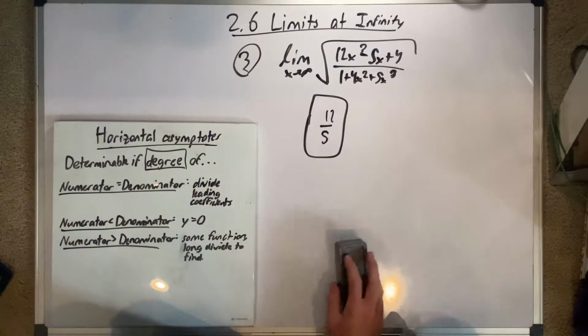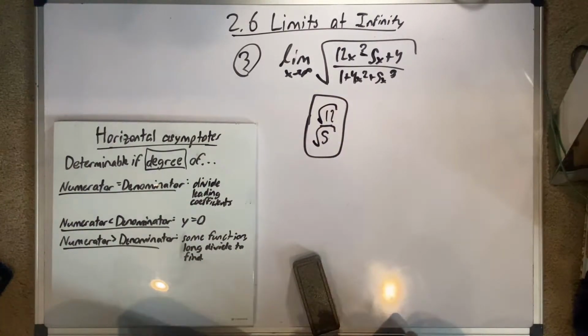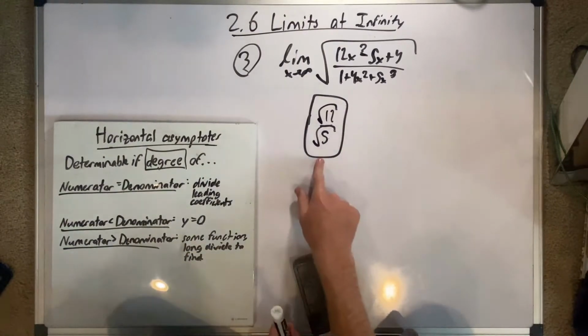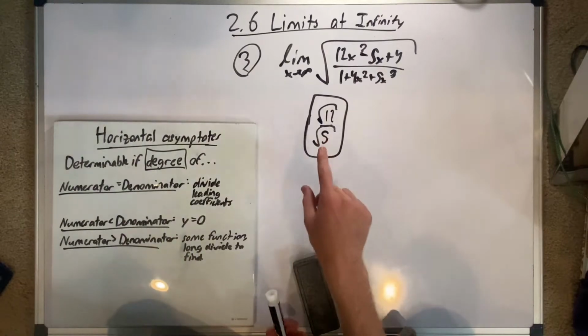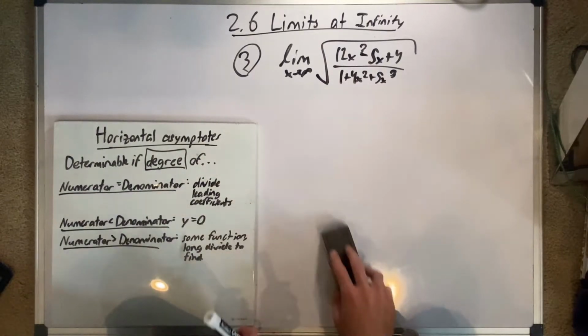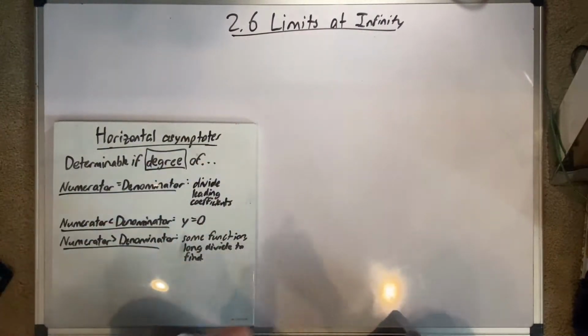Oh, I lied. It's not 12 over 5 because you also have to hit this with the radical. So it's actually rad 12 over rad 5, which is also an acceptable answer on a test. On a test, this is an acceptable answer because you don't have to rationalize denominators in the real world. Okay. Now let's go on.